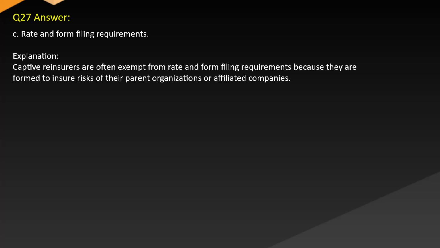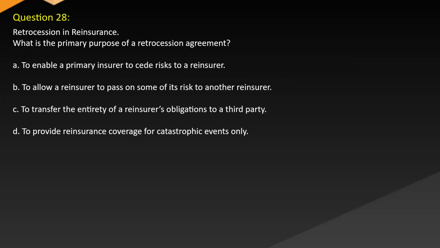Answer: C. Rate and form filing requirements. Explanation: captive reinsurers are often exempt from rate and form filing requirements because they are formed to insure risks of their parent organizations or affiliated companies. Question 28. Retrocession in reinsurance. What is the primary purpose of a retrocession agreement?